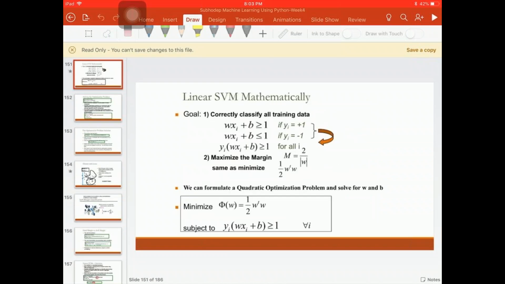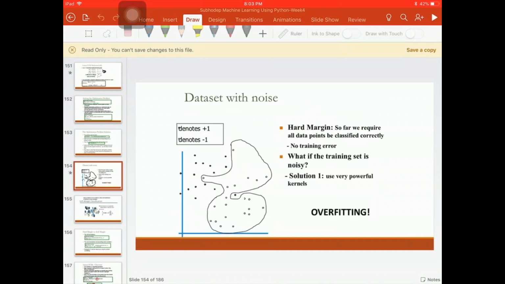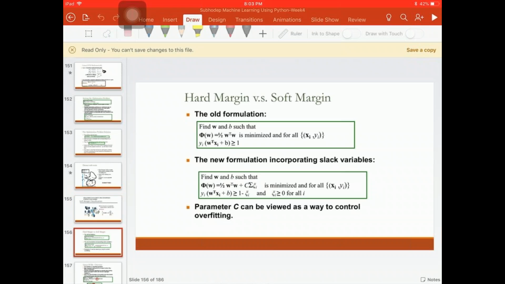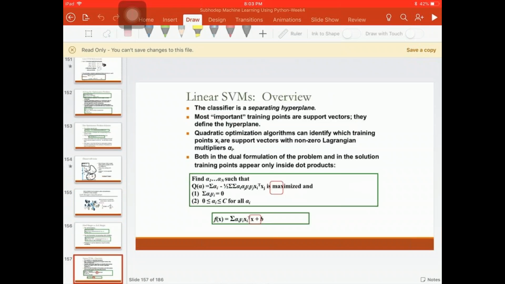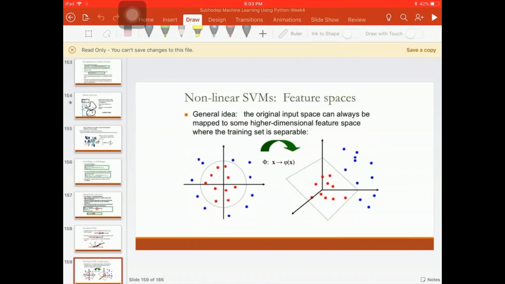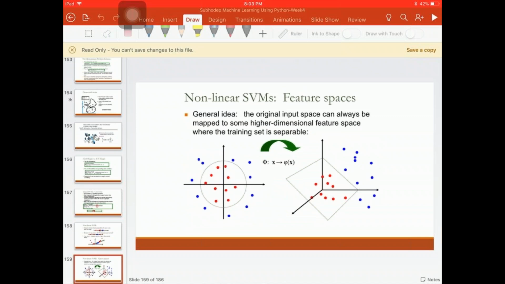So I'll not go into too much depth of all these. There's too much maths involved. I've already explained all these things. Hard margin versus soft margins. This is the kernel that I was talking about, right? You can change the dimension. You can do a transformation.